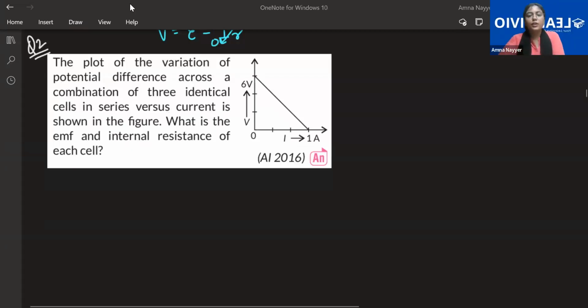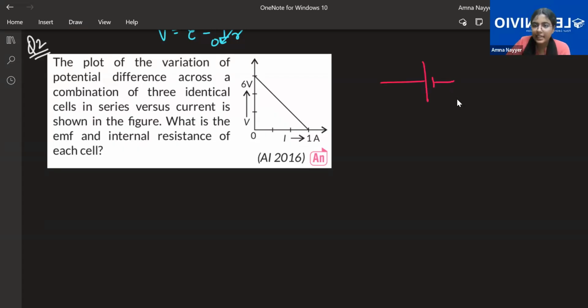See here, you have the graph between the voltage and current. It says the plot of the variation of potential difference across a combination of three identical cells in series. So if three identical cells are connected in series, it's something like this. They have their own EMFs and own internal resistances.